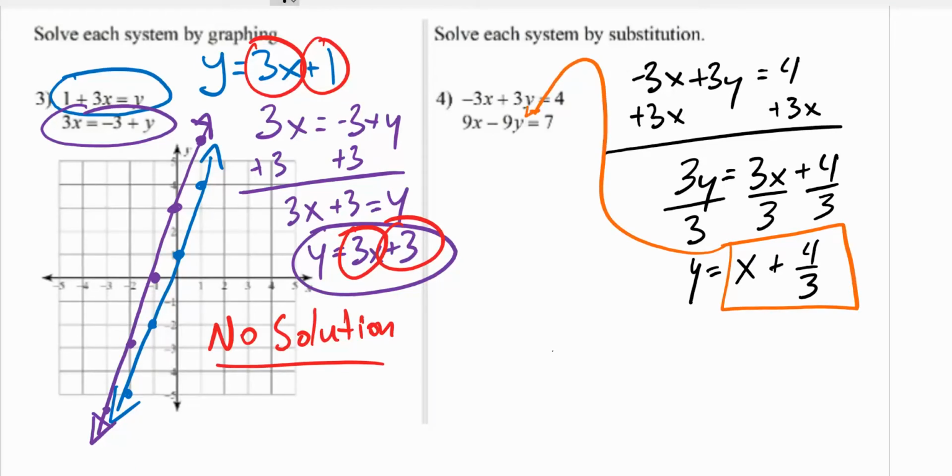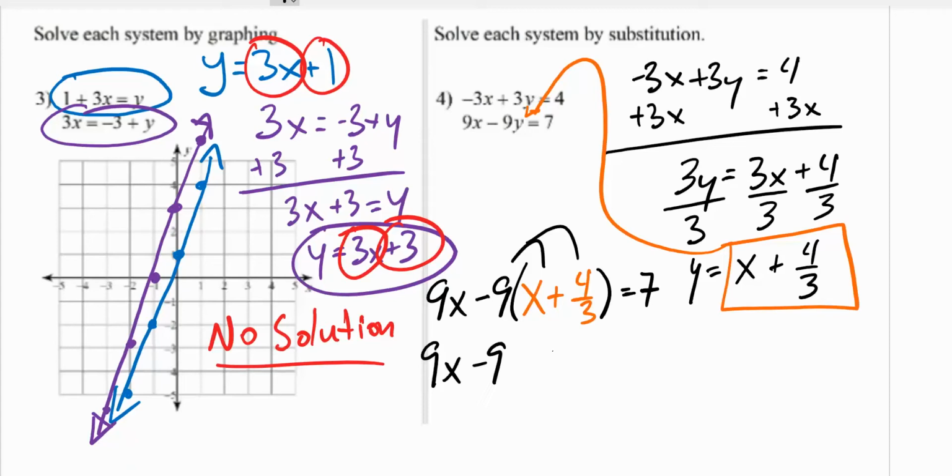Rewrite the second equation as 9x minus 9 times y equals 7. And we're substituting in an x plus 4 thirds. We'll have to distribute our negative 9, so 9x minus 9x, and 3 goes into 9 3 times, so that's really negative 3 times 4, which is 12. We'll combine our like terms. 9x minus 9x cancels out, and we've got negative 12 equals 7. Does that make sense? No.